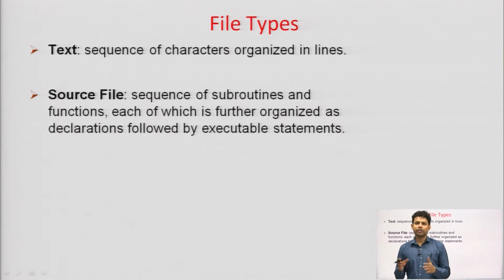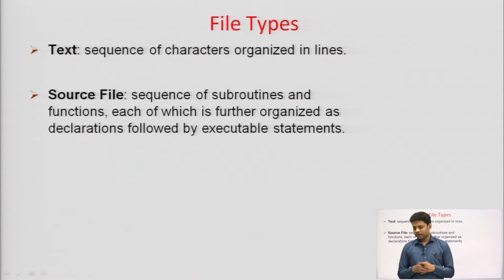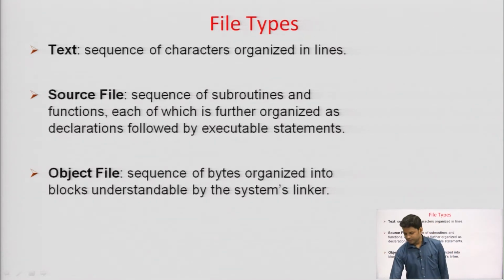Whenever you write a C program, you save it with the extension .c, or whenever you write a Java program, you save it with the extension .java. All those are sequences of subroutines and functions, each of which is further organized as declarations followed by executable statements. Object files are sequences of bytes organized into blocks understandable by the system linker.